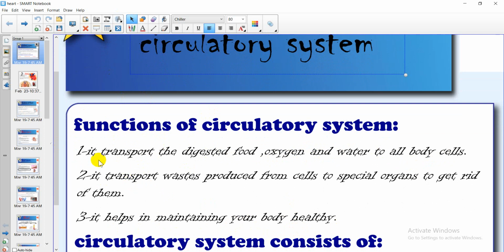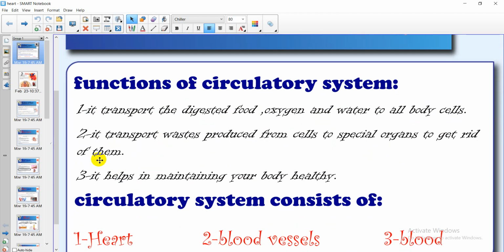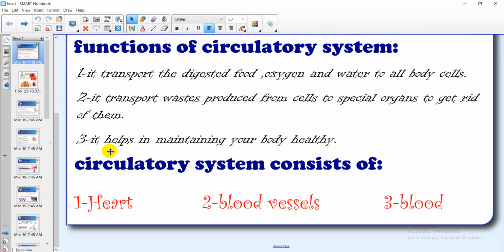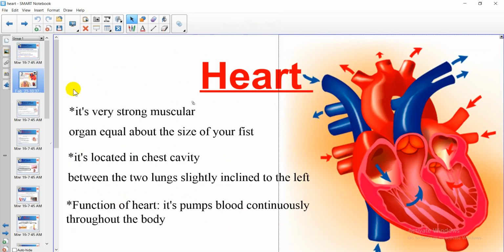Okay, so we talked about the function of the circulatory system. Now we will talk about what the circulatory system consists of, which means the structure of the circulatory system. The circulatory system consists of the heart, blood vessels, and blood. We will start with the heart. As you see in the image, it is a very strong, muscular organ that can change its shape and is equal to the size of your fist.